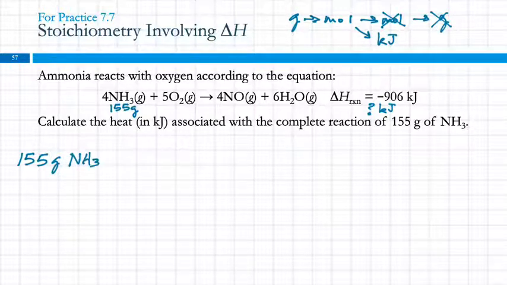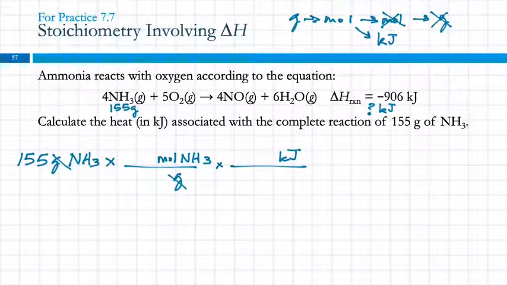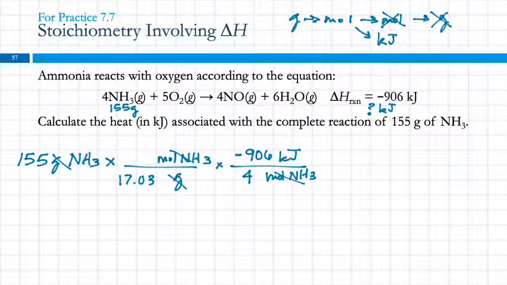155 grams of ammonia, NH3. I'm going to convert that to moles of ammonia. Put grams down here so they cancel out. And then I'm going to kilojoules. Kilojoules per moles of ammonia. I'm getting the units in there first, and then I'm going to stick in the numbers. So this last one comes from the delta H and the coefficient in front of ammonia. So 4 moles of ammonia gives minus 906 kilojoules. Minus 906 kilojoules. And then I need the molar mass of ammonia. I'll just save time at 17.034. So 155 divided by 17.034 times negative 906, and then don't forget to divide by the 4.